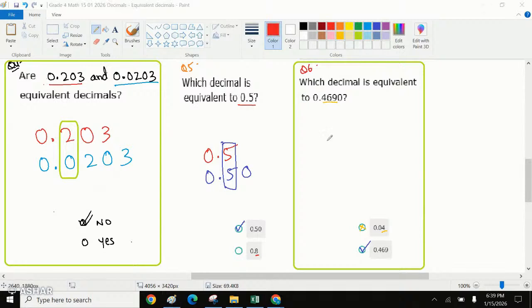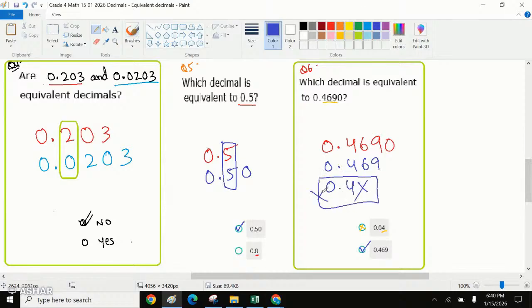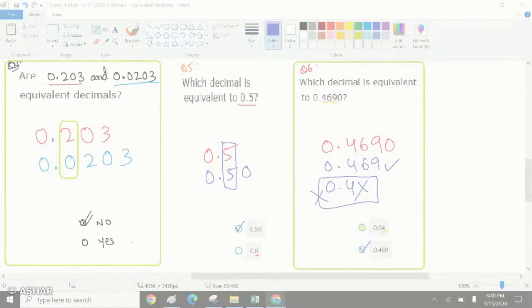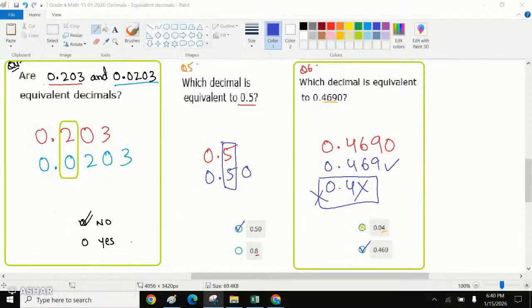So if the question was given as 0.4690, it could be 0.469, but it cannot be 0.4. This is not possible. Okay. This is possible. The numbers are different. So we are also looking at the reasoning, right? We can always look at the answers and say that they are either equivalent or they are not equivalent. But most important for us is the logic behind that. We should know the reason why it is happening.